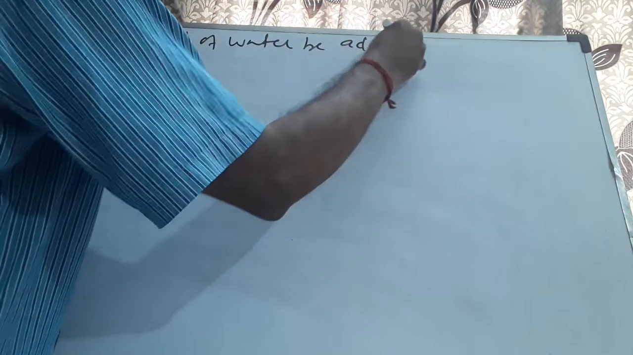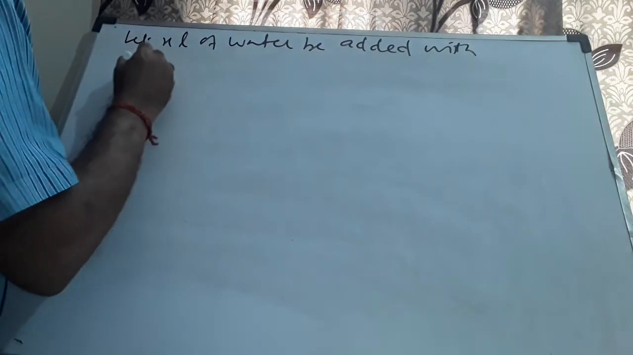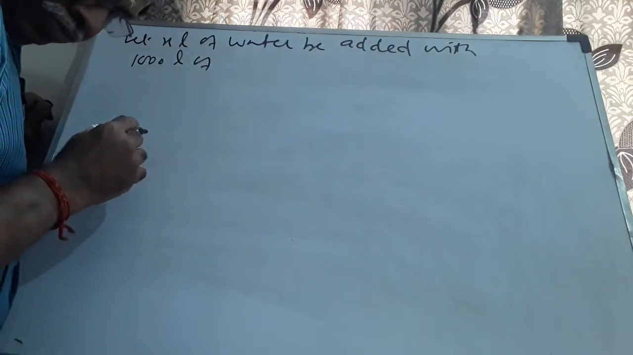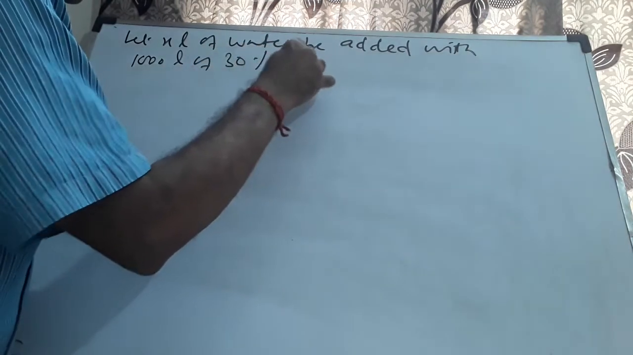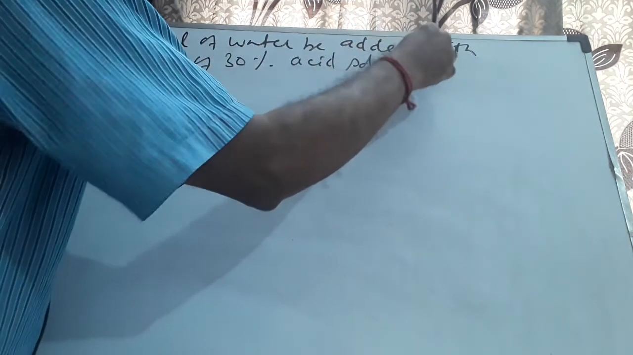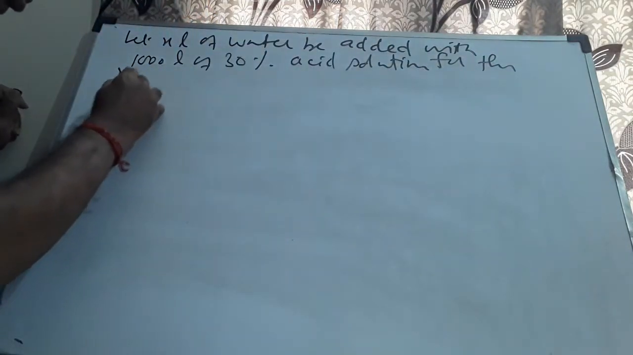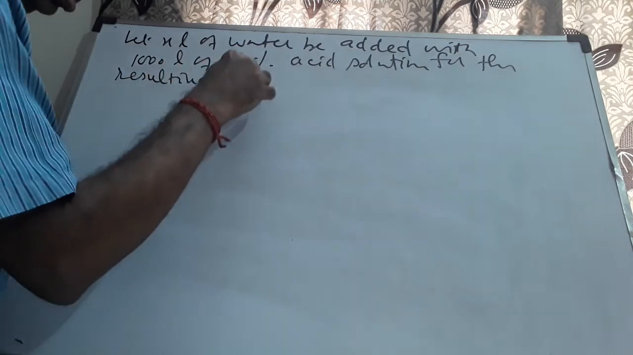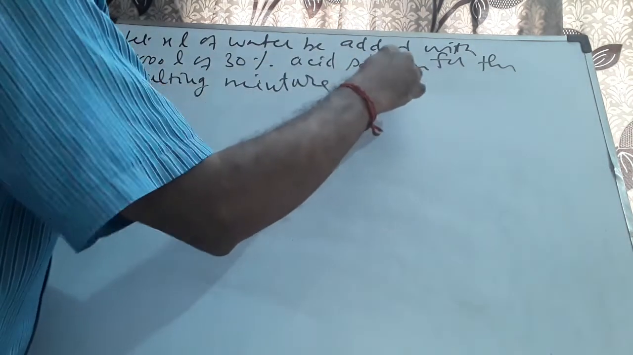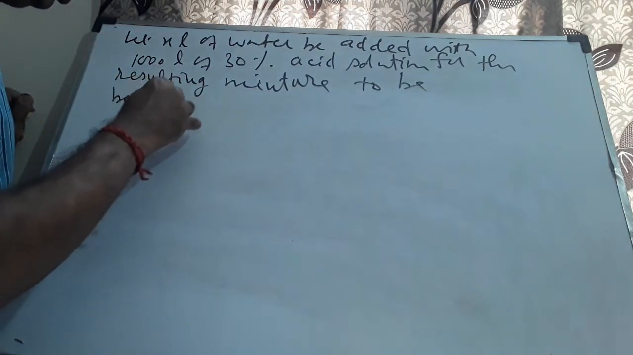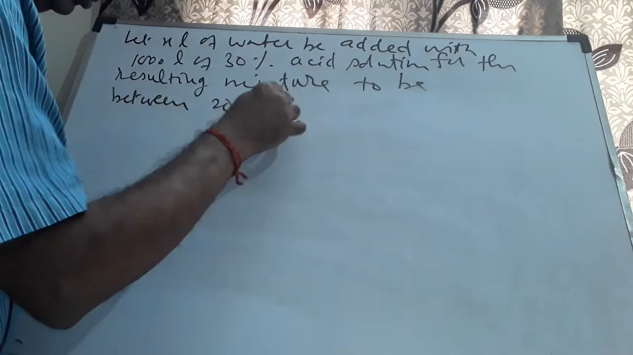Let x liters of water be added with 1000 liters of 30% acid solution for the resulting mixture to be between 20% and 25%.